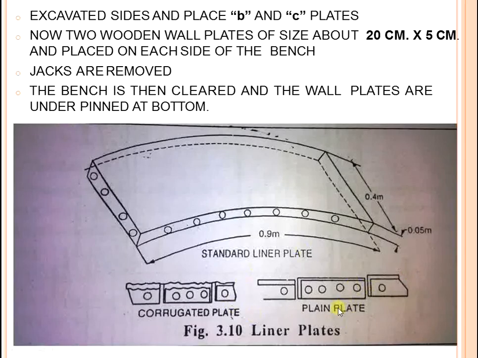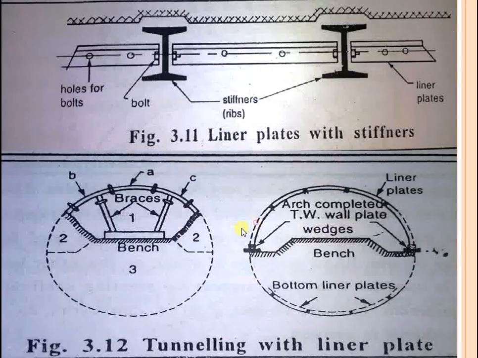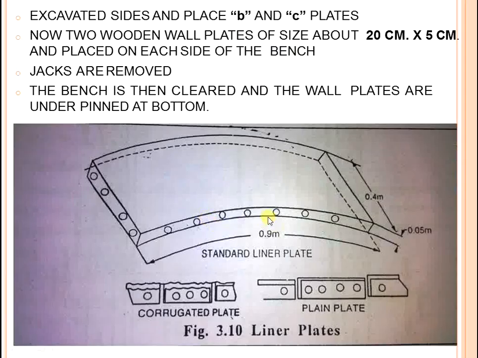This is the picture of the liner plates. First of all, the standard size of the liner plate is 0.9 meter by 0.4 meter, and the flange size is 0.05 meter. First of all, we have to do the A section. The A section is at the center point. Then excavate the sides and place the B and C plates. This is A. This is B and C.